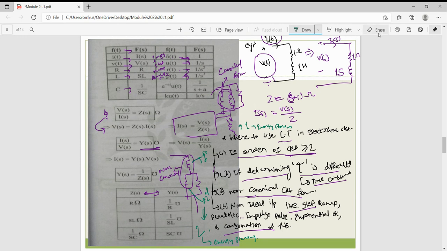See f of t, F of t is f of s, I of t is I of s, v of t is v of s. So in a similar way you can represent it. There is no initial condition or switch in the circuit, so you can directly write it in this format.